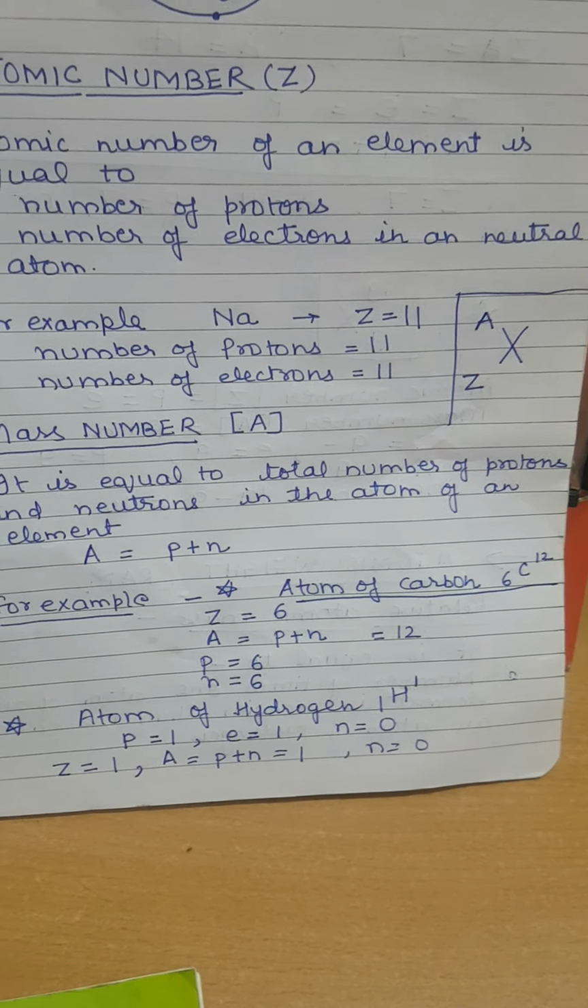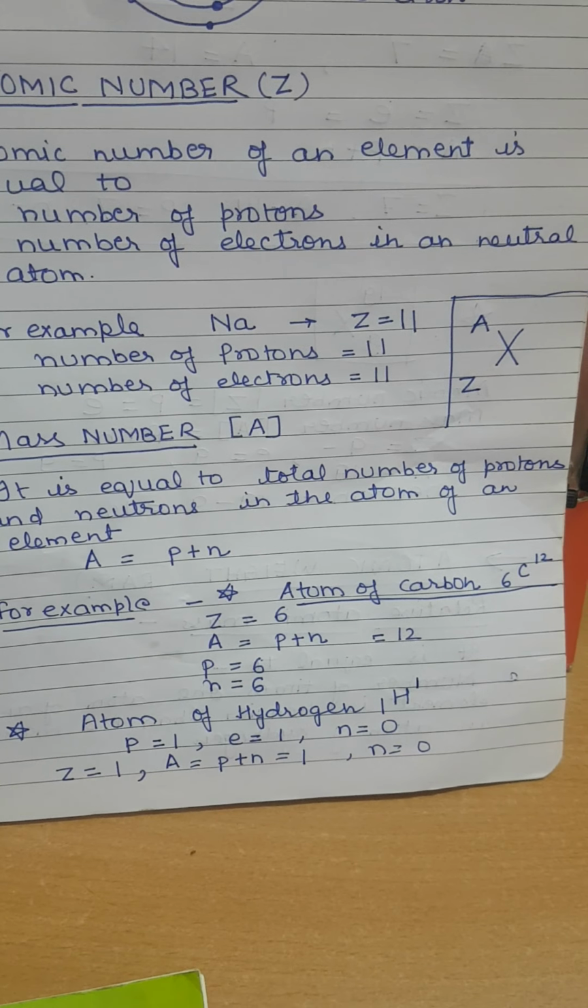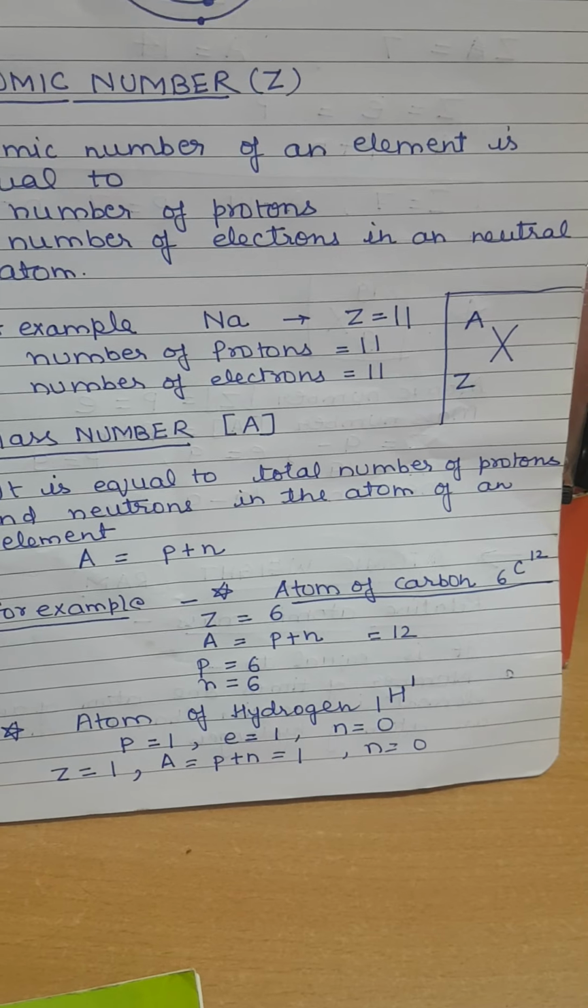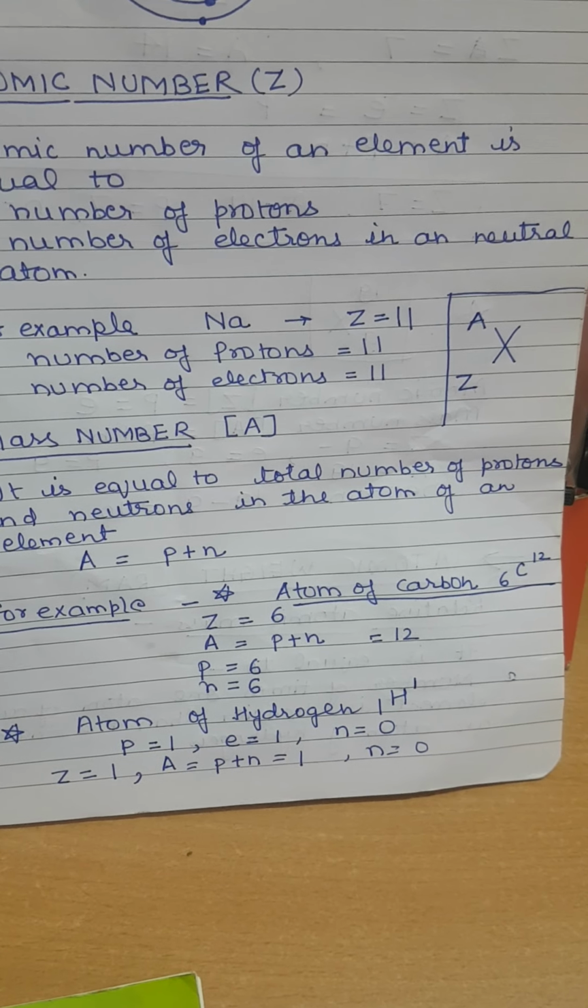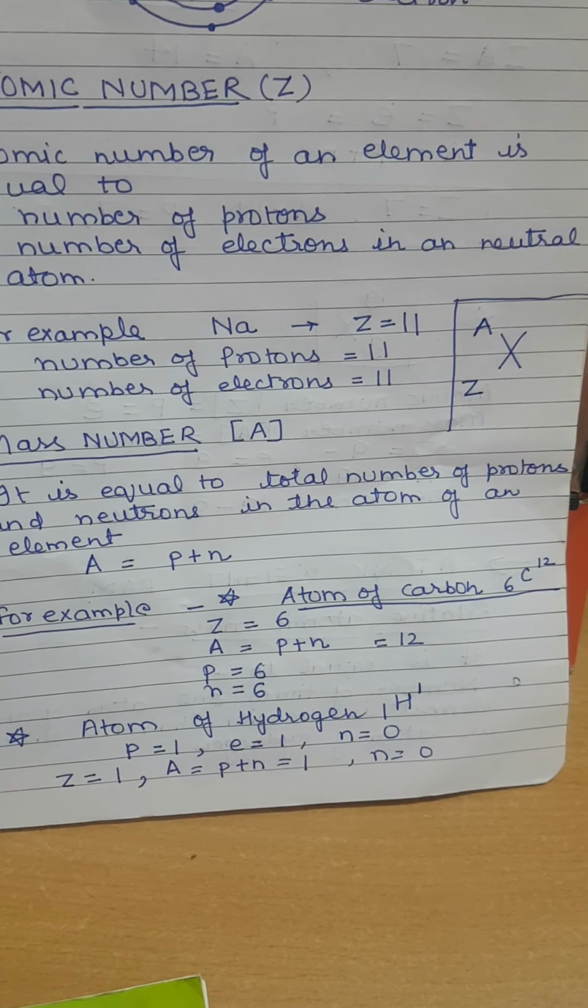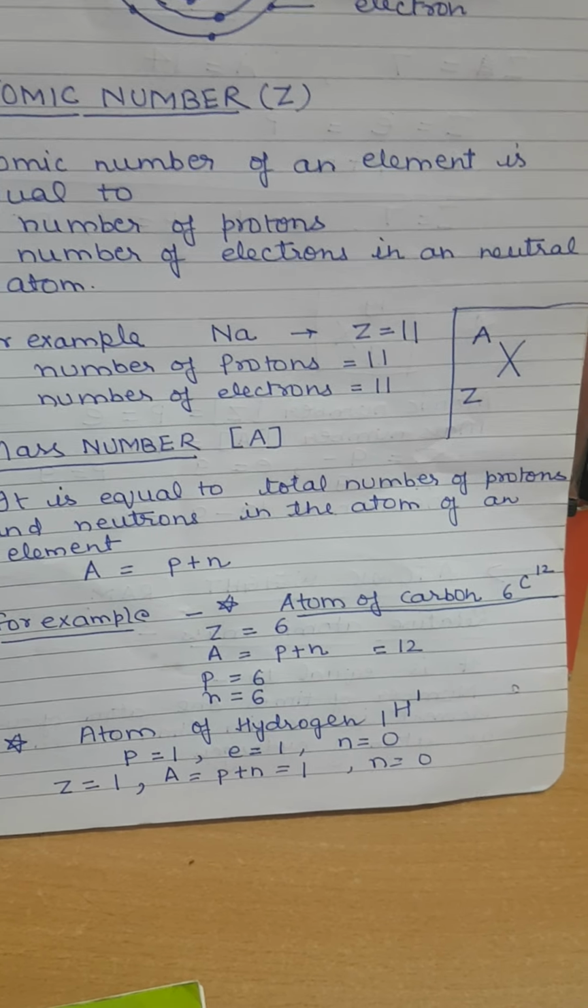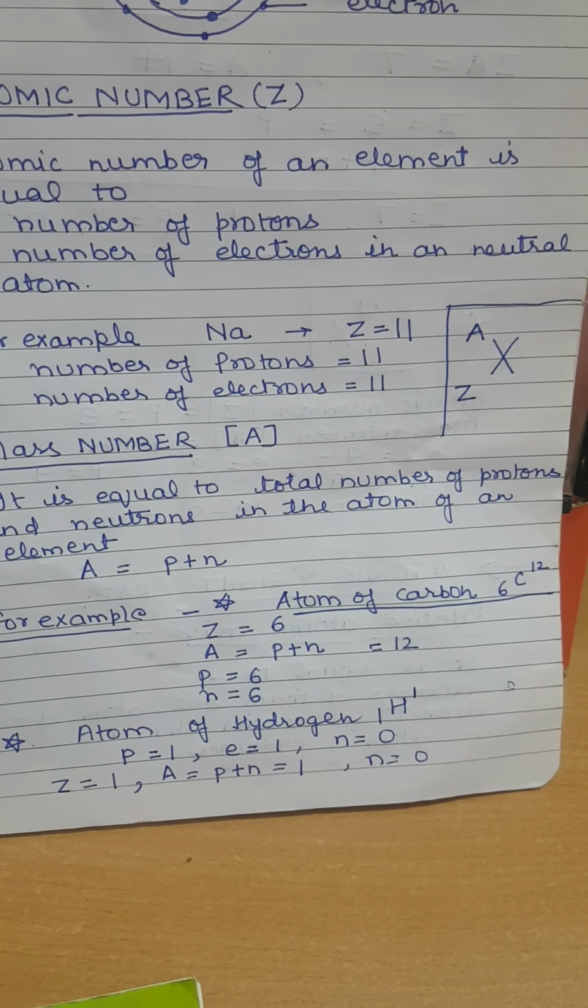So you know that Z is equal to the number of protons and the number of electrons. So if you know the value of Z is 6, then the number of protons is equal to 6 and the number of electrons is equal to 6. And what about the number of neutrons? How will you find out the number of neutrons?